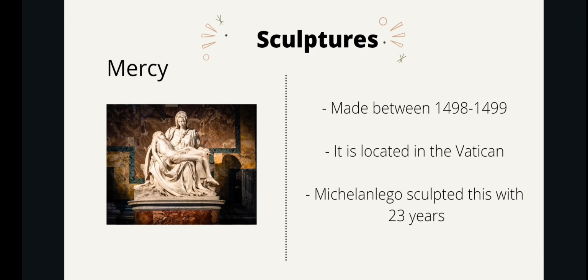Mary. This was his first ecclesiastic commission. It was created when he was 23 years old, between 1498 and 1499, and it is located in the Vatican. It represents Mary holding the body of a young Christ lying on her lap. Despite the tragedy of the theme, the figures project an immaculate image. It is the only work that has the artist's signature, which can be observed in the sash of Mary.